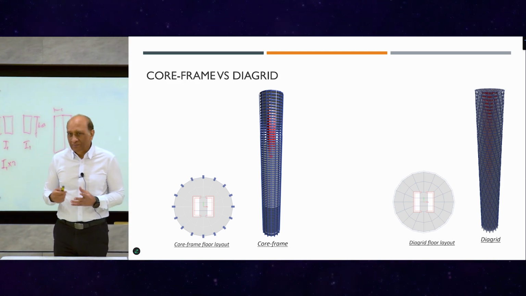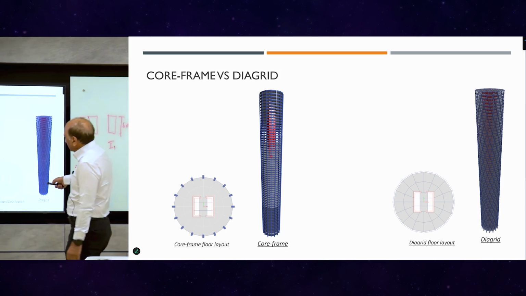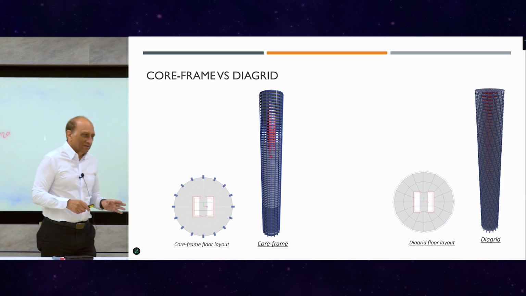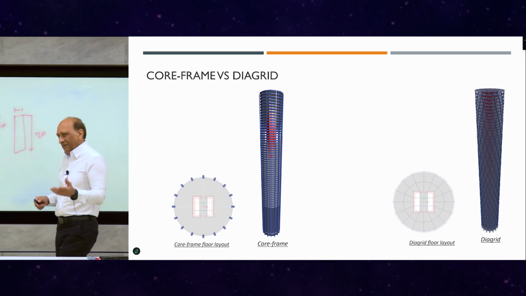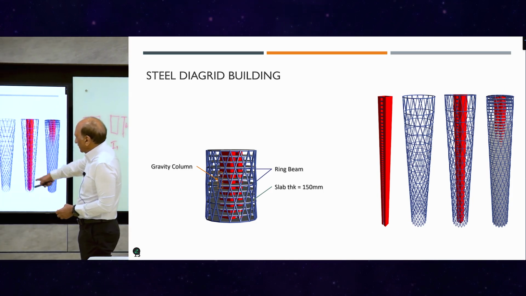How will they work? Frame tube and Diagrid, compare them and take them all the way to design and everything. So this is an interesting study. Again, two theses, one in Philippines, one in Bangkok, same building, and see how it works in both two zones. So this is the steel Diagrid building.